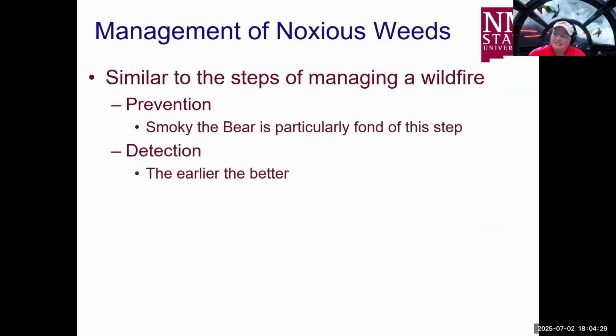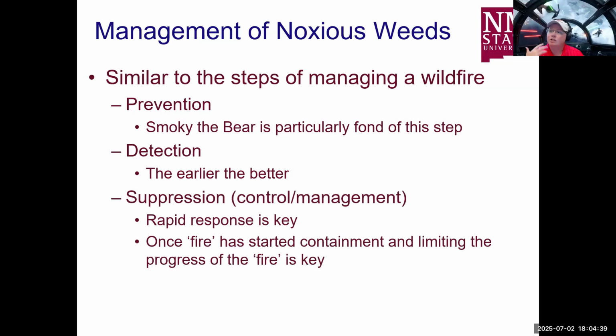Early detection, detecting it as soon as possible, reporting it when you've detected it. The earlier the better, because only when we've detected it, only when we've let people know, can we respond. Can we try to suppress that population as much as possible?